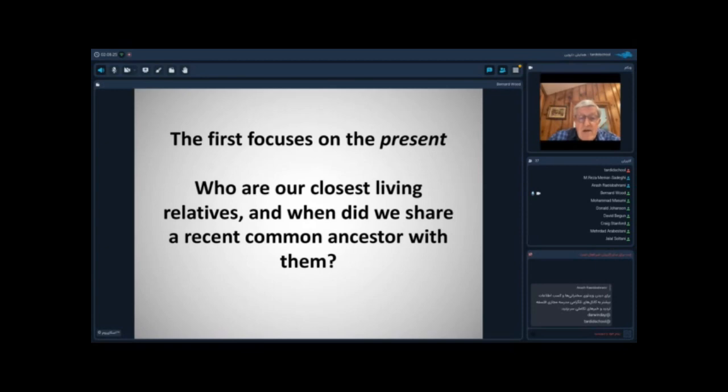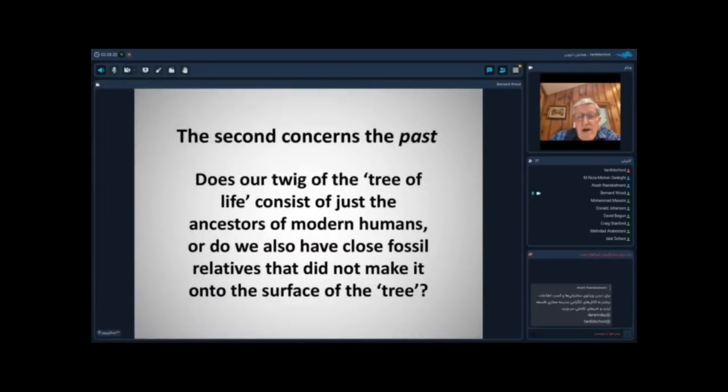The second question relates to the past and is a slightly longer question. Does our twig of the tree of life consist of just the ancestors of modern humans, or do we also have close fossil relatives that did not make it onto the surface of the tree? In other words, they are extinct.